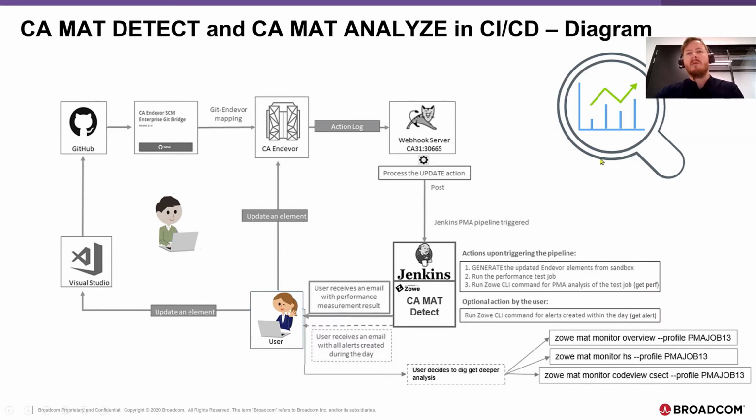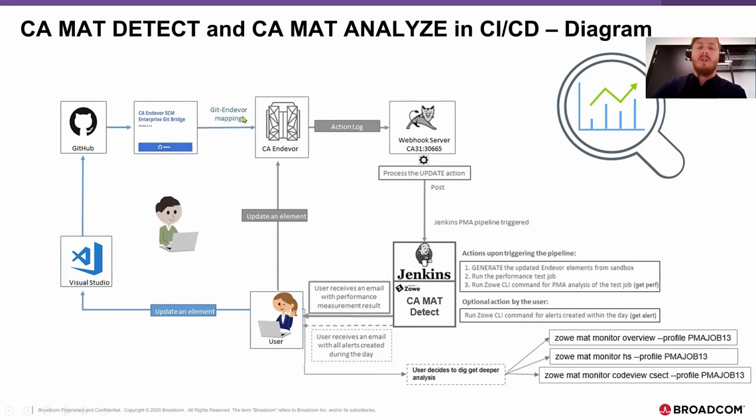So here is the diagram before we jump to the actual demo. Here is the actual diagram of our implementation, and we will be focusing on the perspective of Michelle, who's the modern developer. She's going to update the code in the IDE of her choice. In our case, it will be Visual Studio Code. She will save it, she will stage it, she will commit it to her GitHub repository, and the change from GitHub to the backend to Endeavor will be propagated through integration with CA Endeavor Source Code Manager through the Enterprise Git Bridge solution.